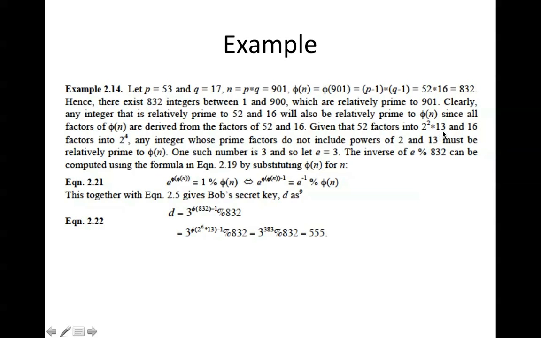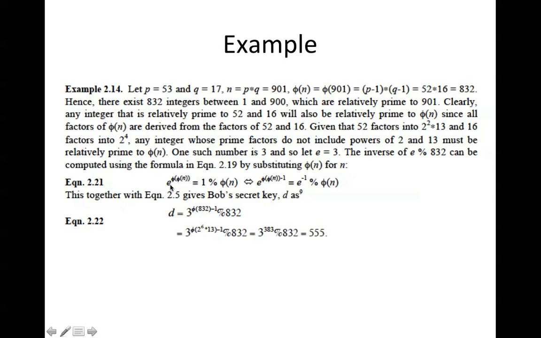So what you want to do is pick something that is not 2 or a power of 2, not 13 or a power of 13. One number like that would be 3. So for 3 and 832, the greatest common divisor would be just 1. So we let E, the other public number of Bob, be equal to 3. And the inverse of E can be computed using this formula.